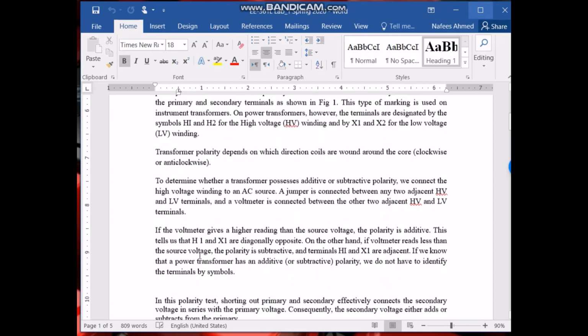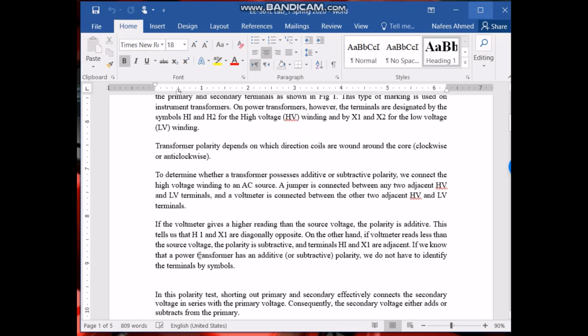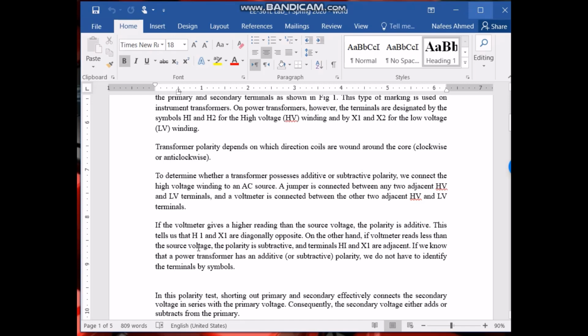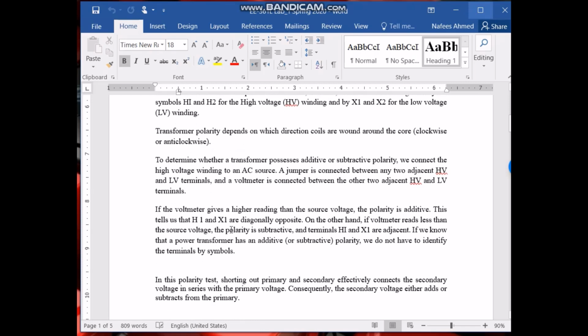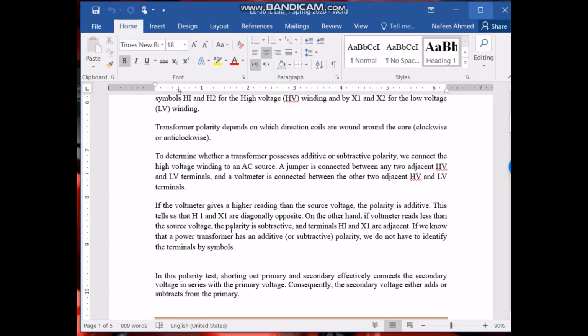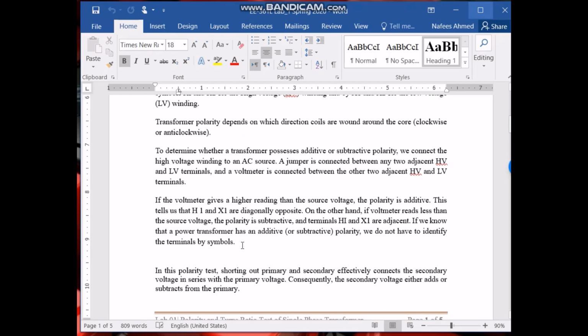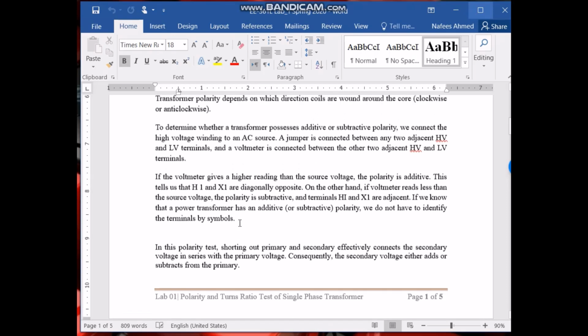Conventionally, we have a convention on the high voltage side. We label them H1 and H2, and on the secondary side, we label them X1 and X2. Depending upon the polarity of the transformer, it can be either subtractive or additive. Now, what is this subtractive and additive?